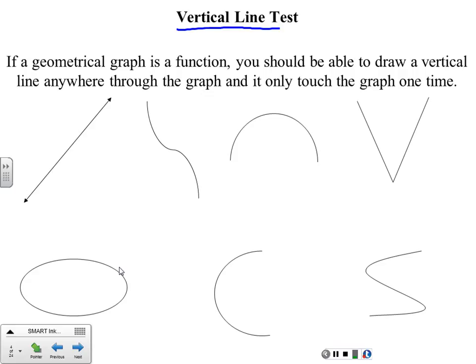Well, what if we go to the ones on the top? If I drop a line here, is it a function? Yes. It only touches one time. And honestly, I can drop a vertical line anywhere I want to, and it's still going to touch only one time, which means none of the x values repeat themselves. Here, same thing.